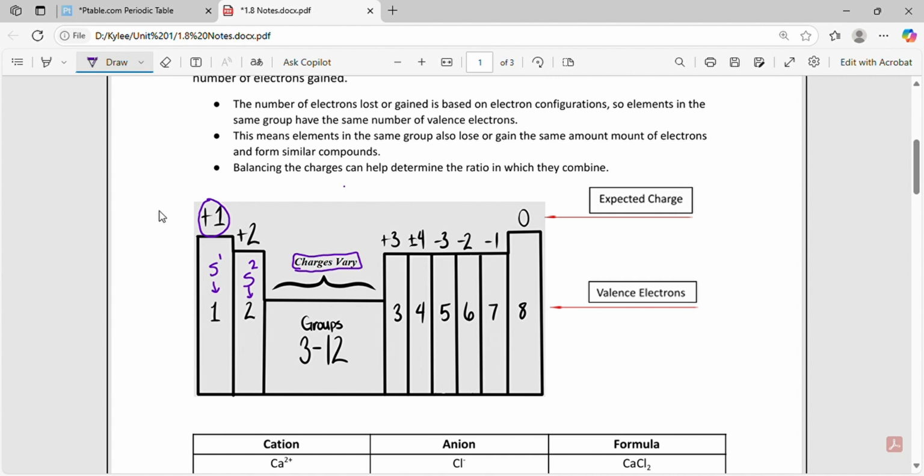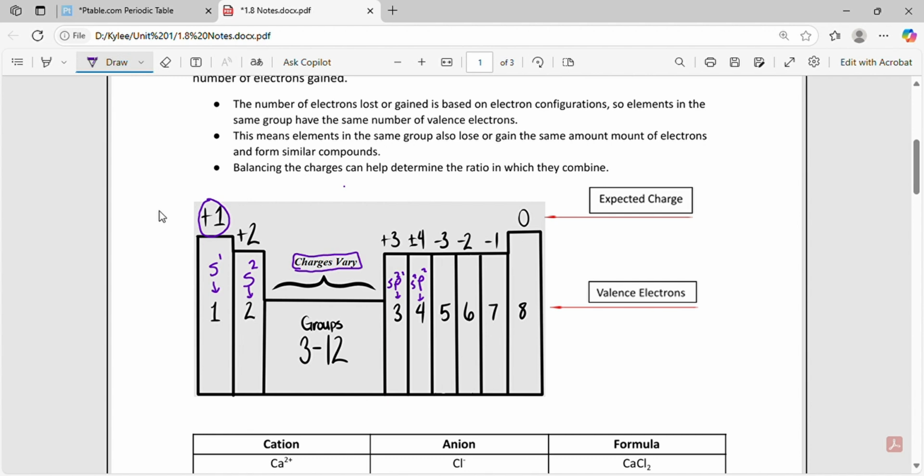For our next group, they all end in S2P1, which means they're going to have 3 valence electrons. Again, it would be easier to lose 3 than it would be to gain 5. Carbon's group, which is this one, it has 4 valence electrons. It's going to end in S2P2, which is where the 4 valence electrons comes from.